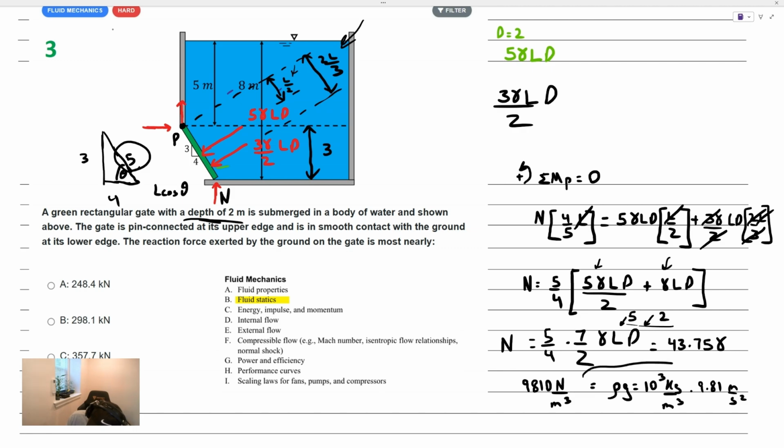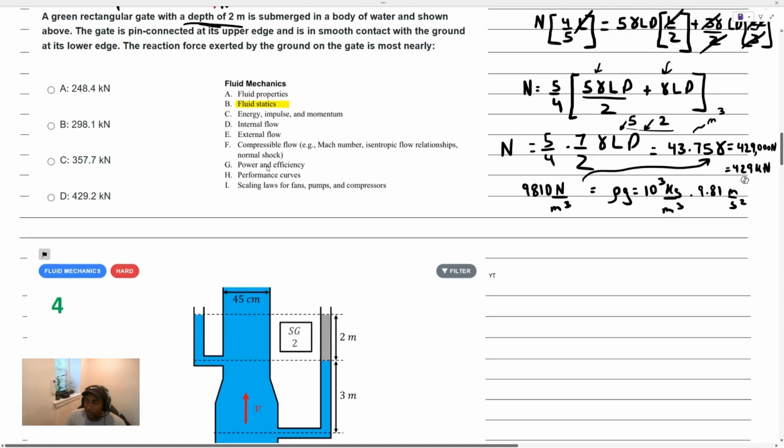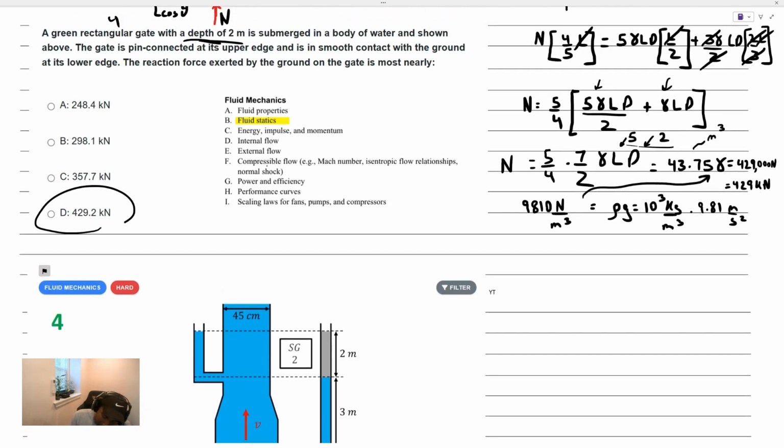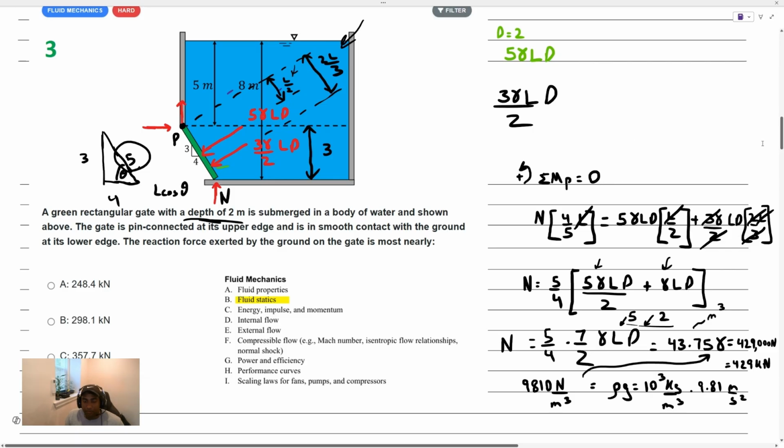We plug this in right here. What we find is that 9810 times that 43.75. This is measured in meters, and will be measured in cubic meters here. Everything is measured in meters, so I know that all the meters are going to cancel out. We're going to be left with newtons. It's 429,000 newtons, or 429 kilonewtons. So that is answer choice D here. Let's go ahead and move on to the next problem.